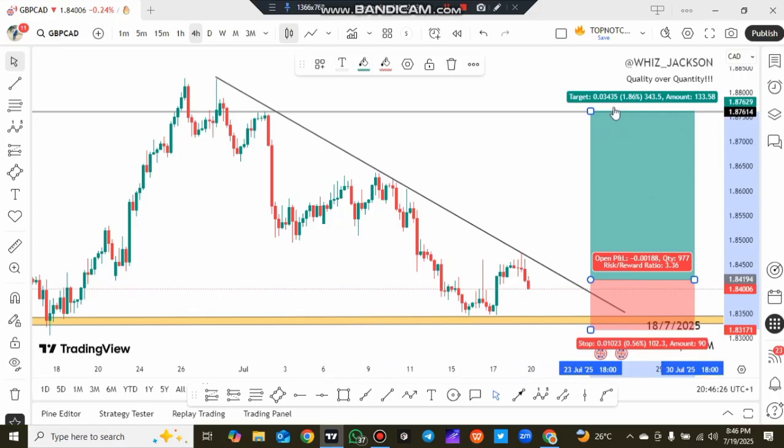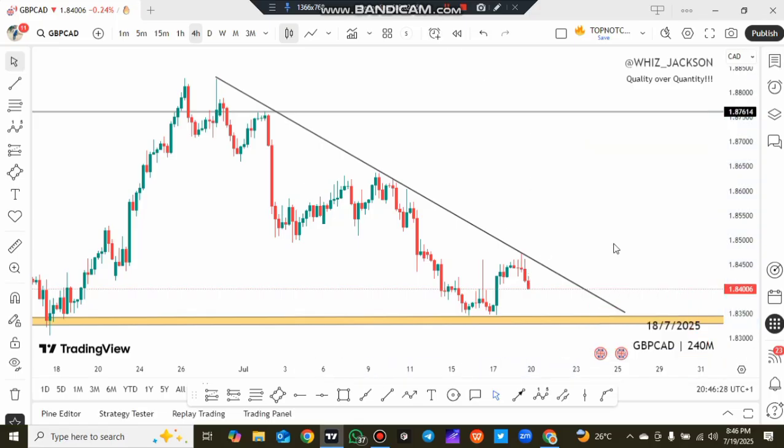So these are the 3 major pairs that I'm currently looking at, to see what the market will be doing in the opening of the new week. So I wish you best of luck, and please make sure that you use proper risk management. And if you are to follow this, just know that these are my personal opinions.